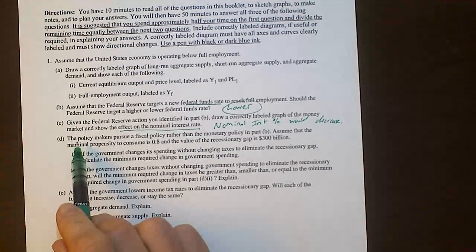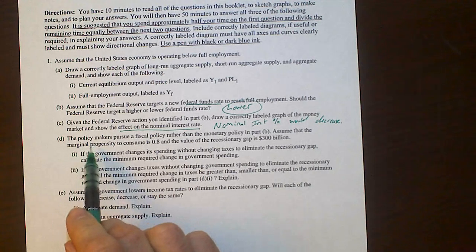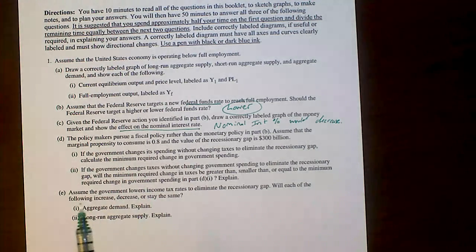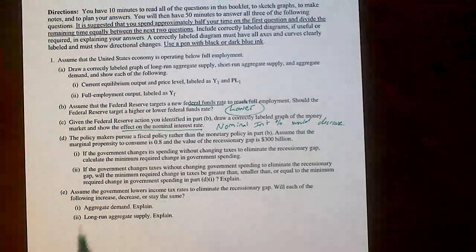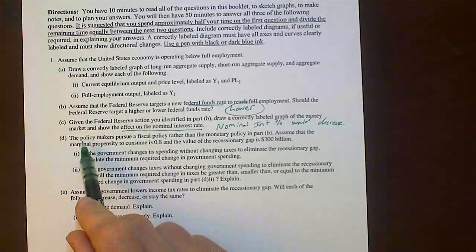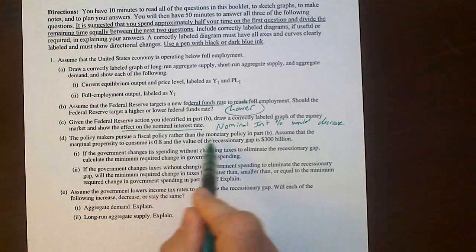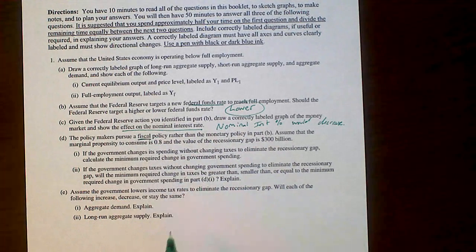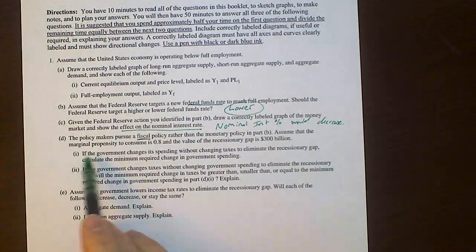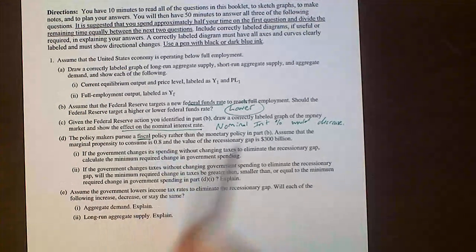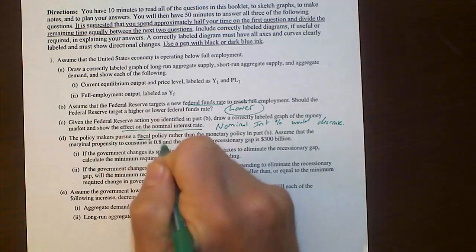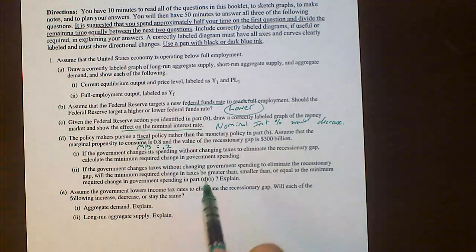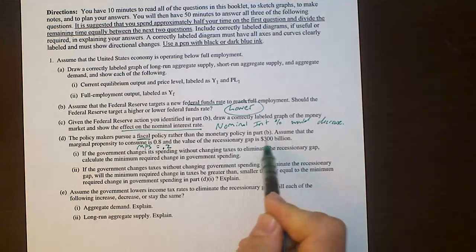Part D, this is getting into a calculation. I think these kinds of calculations are going to be very likely to come up in this year's test because this is something you can do without graphing. And it's just a nice numerical value that they'll be able to check pretty quickly. And so this says that the policymakers pursue a fiscal policy rather than a monetary policy. So we're going to ignore the stuff we just did, and now we're going to look at it from the fiscal policy side. We're going to assume that the marginal propensity to consume is 0.8. We know, by the way, that if the MPC is 0.8, then the MPS is equal to 0.2, because those add up to 1. And the value of the recessionary gap is 300 billion.